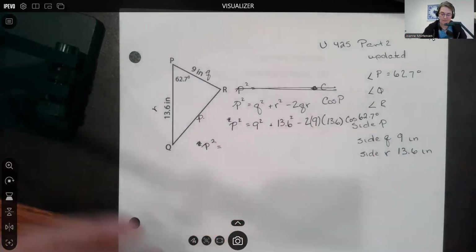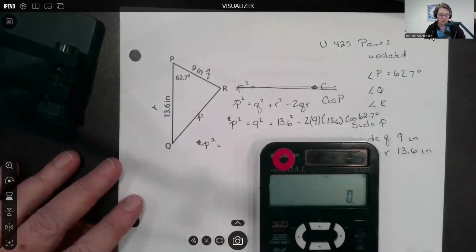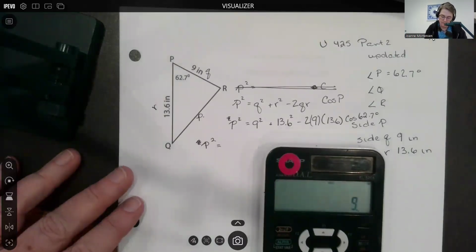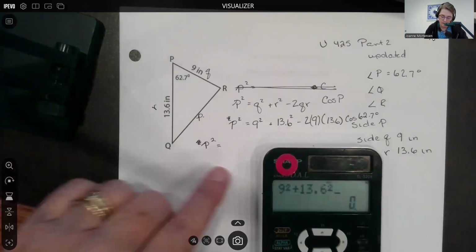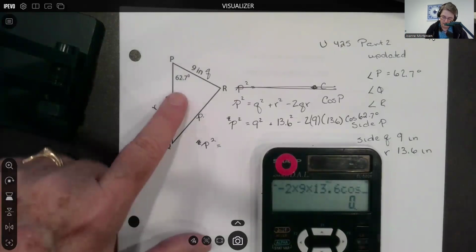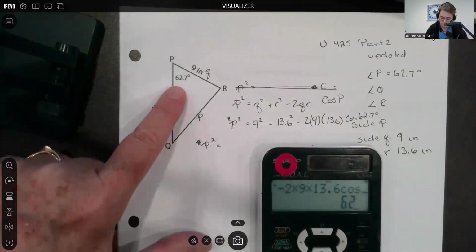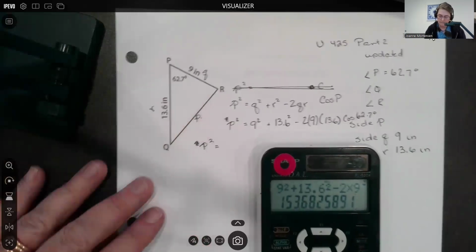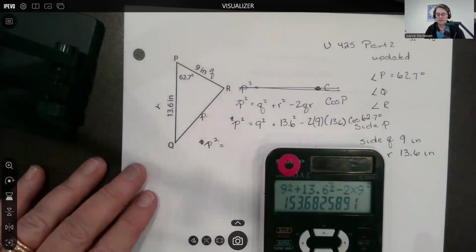Cos. Now angle P is 62.7 degrees. Okay, I better move over more. P squared is equal to. All right, calculator, show me your magic. 9 squared plus 13.6 squared minus 2 times 9 times 13.6 cos 62.7 equals that.